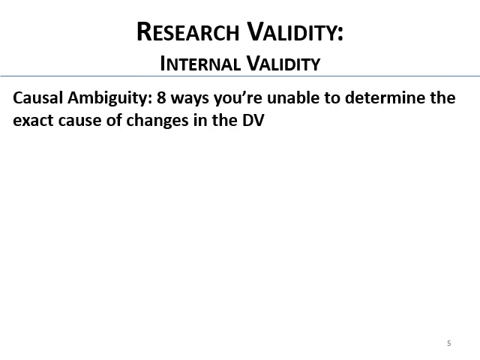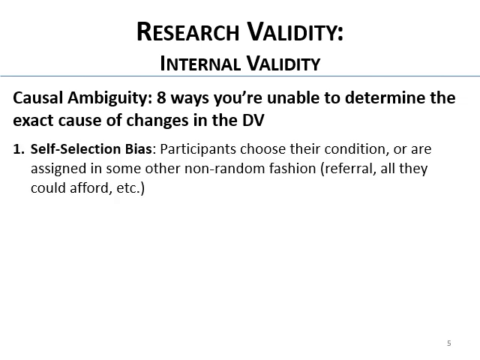So let's start with causal ambiguity. These are just 8 different ways that you just can't determine what caused the changes in your dependent variable. So the first one, and probably the most important, is self-selection bias. Self-selection bias is when either participants are allowed to choose the experimental condition that they're in, or they're assigned in some other fashion that's non-random.